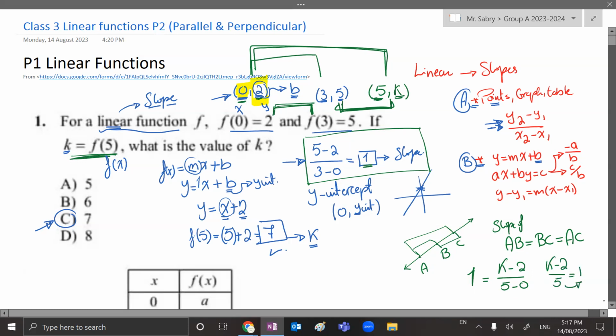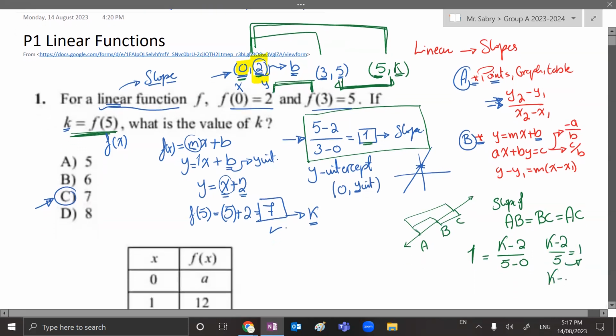I can move the 5 to the other side, which means I'll have k minus 2 equals 5, and then move the negative 2 to the other side, which will give me k equals 7 right away. So I have the value of k, instead of getting the equation and then substituting x with 5.